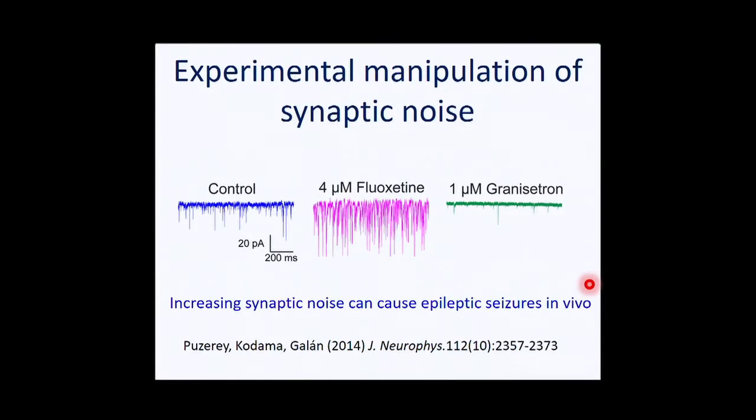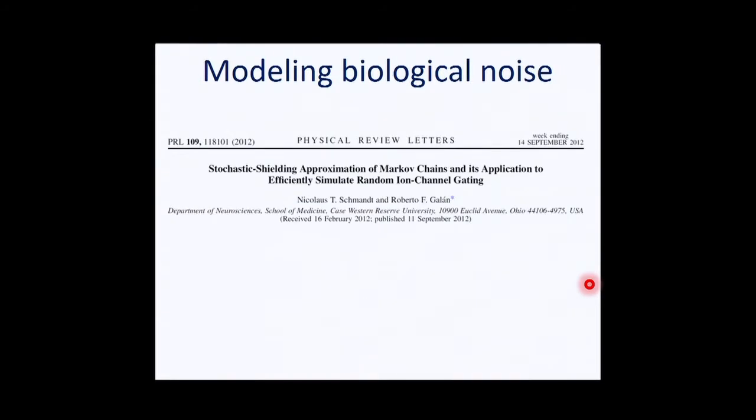Now the question is, can you block them? We found a way to block them with another drug that I'm showing there. But this is actually an exception. Synaptic noise or channel noise are not really manipulable. It's very difficult to control them in an experimental setting. That's the reason why you have to resort to computational analysis. You have to run simulations of circuits and neurons and evaluate what the noise does to them.